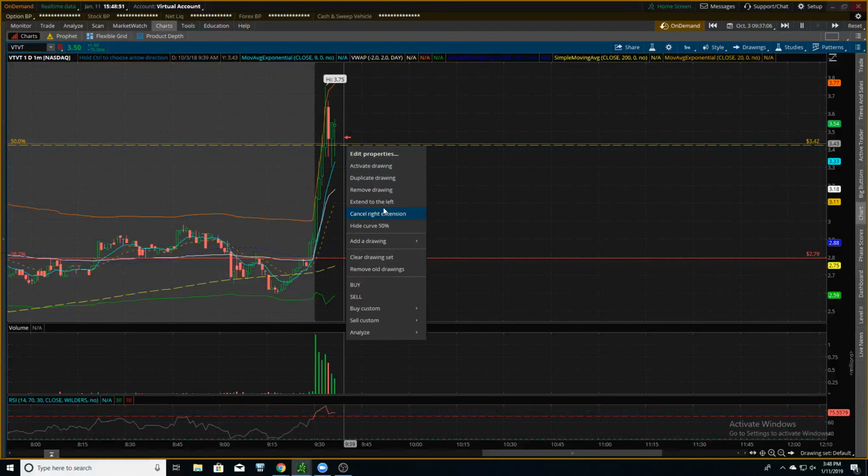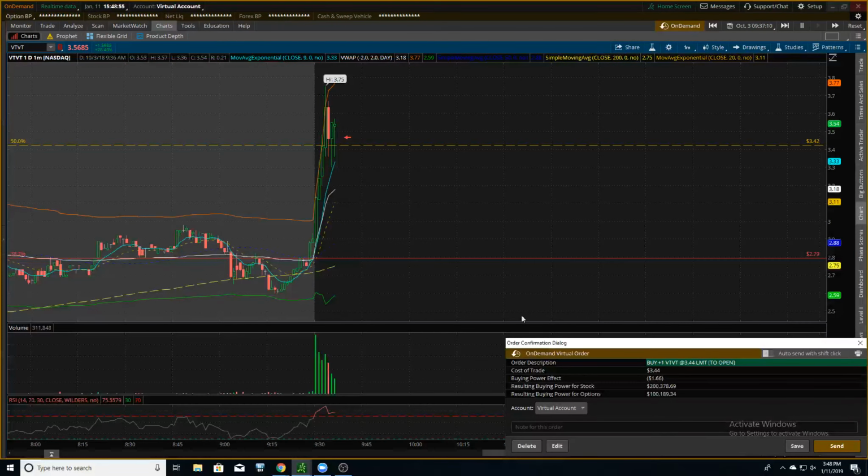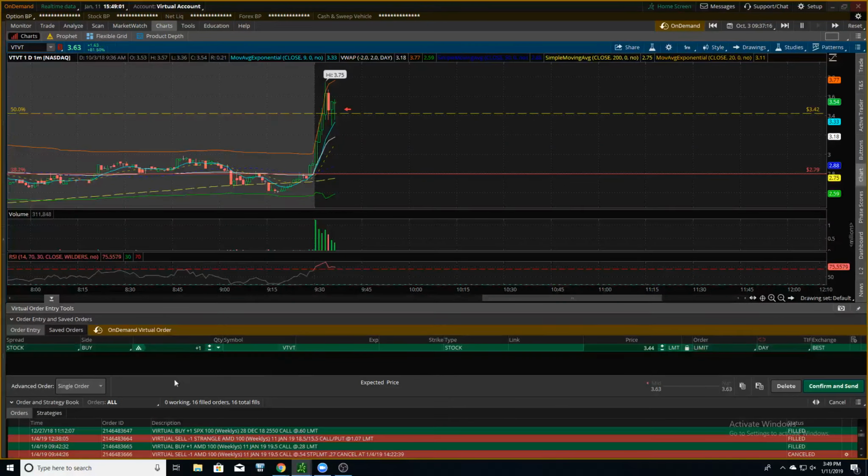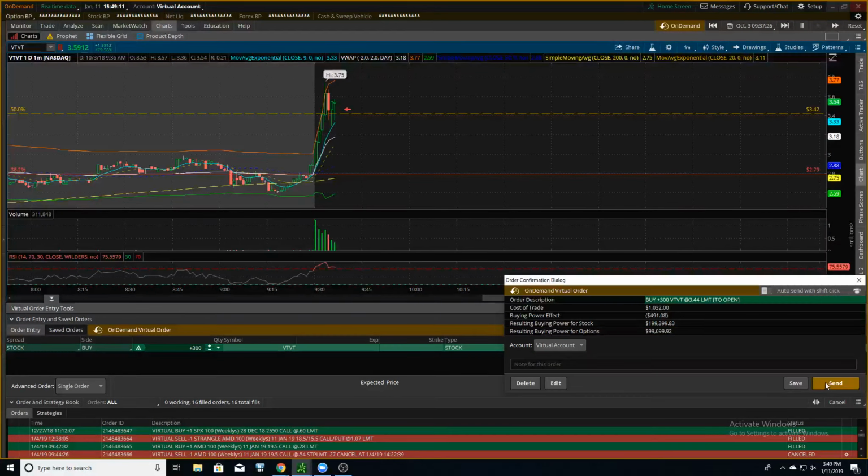So, buy one. So we would have our order. I have this one set up specifically for options. I've been doing a lot of options lately. So let's say you wanted to buy 300 contracts or 300 shares right there at 344. Got in at 344. Cost to trade for 300 of them was $1,000.